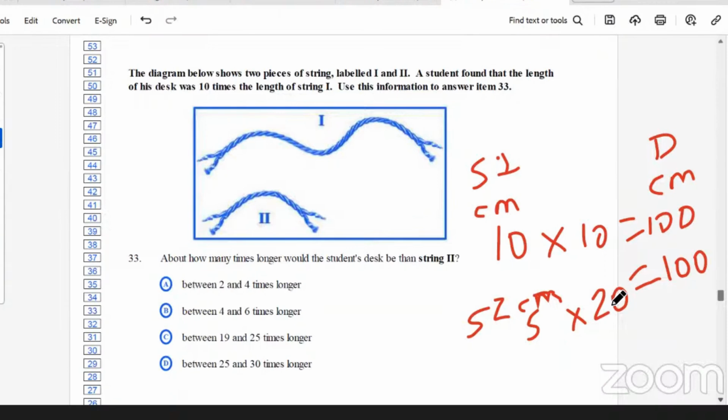So let's look at the options here. By about how many times longer would the student's desk be than the string? So I would say it would be between 19 and 25 because we don't know the exact measurement. I just used something approximate. They didn't measure the string and tell us, but it would be between 19 and 25 times longer, depending on the length of the string. So the answer, C.